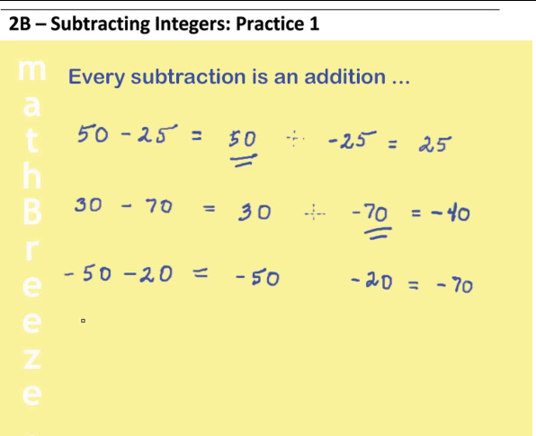Okay, and now let's look at 50 subtract negative 30. So we would say that that's 50, imaginary plus sign, and here we have minus minus 30. Well, the negative of a negative is a positive. So when we have two minus signs in a row, that turns into a single plus. So here we have 50 plus 30.